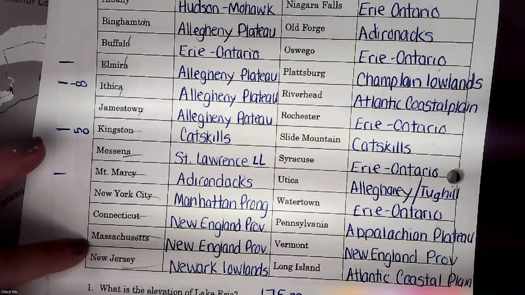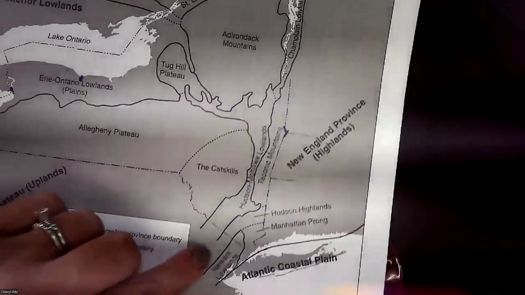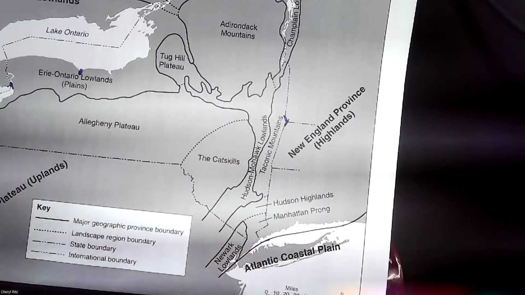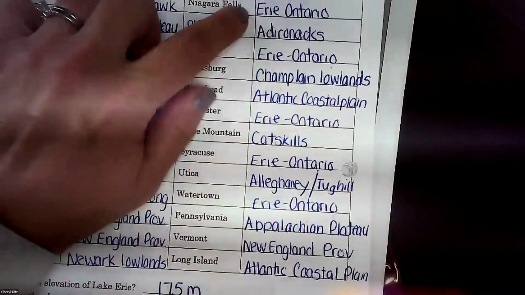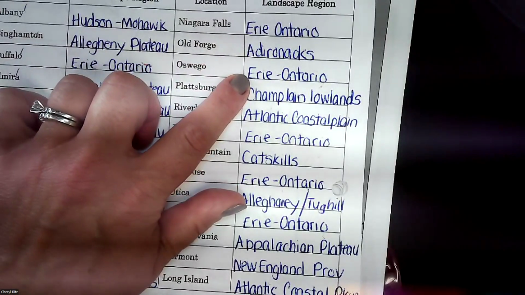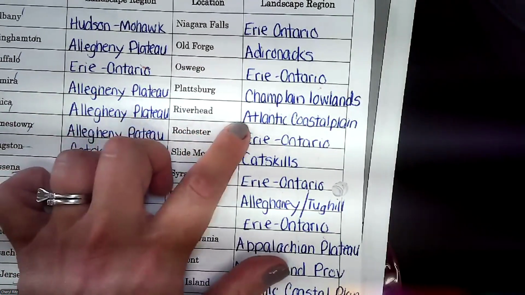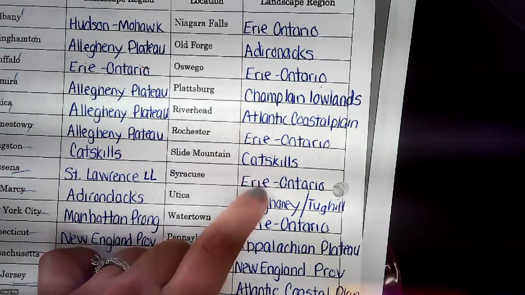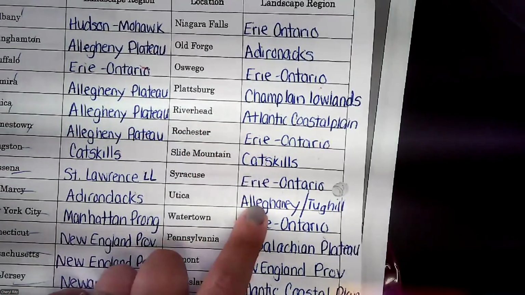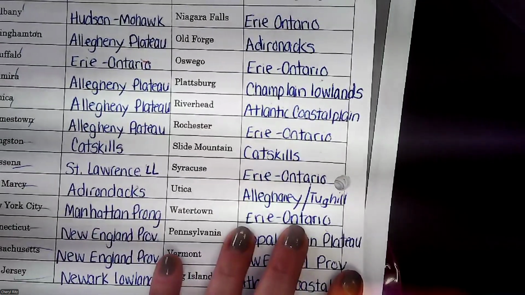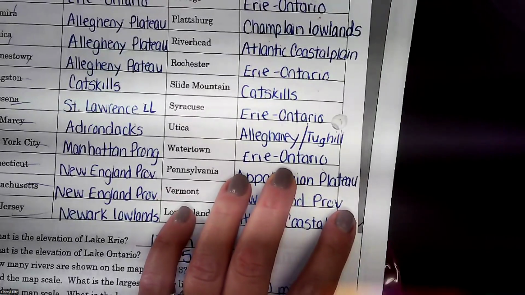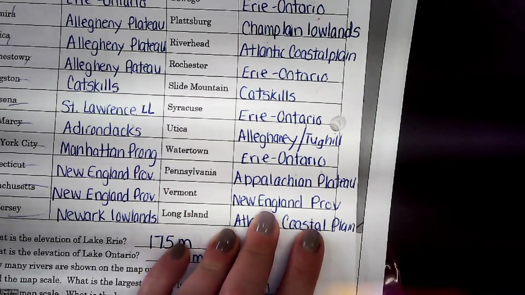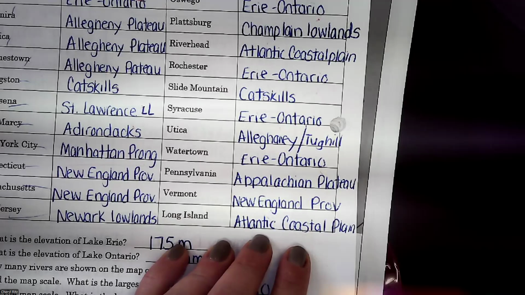Connecticut, Massachusetts, they're in the New England province. And New Jersey, again, I said the Newark lowlands if it was here, but it could have also been any of these. So Taconic Mountains or the Hudson Mohawk lowlands. Niagara Falls, Erie, Ontario, Old Forge, Adirondacks, Oswego, Erie, Ontario, Plattsburgh, Champlain Lowlands, Riverhead, the Atlantic Coastal Plain, Rochester, Erie, Ontario, Slide Mountain, Catskills, Syracuse, Erie, Ontario, Utica, so like I was saying, Allegheny Plateau, Tug Hill, or even the Hudson Mohawk Lowlands. Watertown's in the Erie, Ontario, Pennsylvania's in the Appalachian Plateau, Vermont is the New England province, and Long Island is the Atlantic coastal plain.